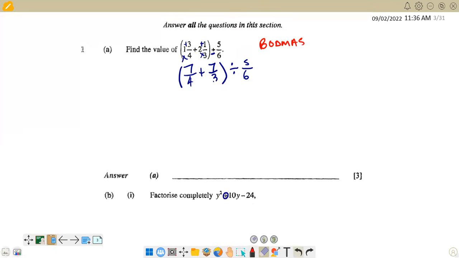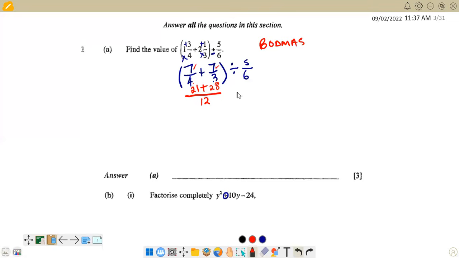LCM of this part that we are given. So we're going to find the LCM of 4 and 3, which is going to give us 12. All right, so 12 divided by 4 is 3. Then whatever we get, we multiply by this 7. So 3 times 7 is 21, plus we do the same, 12 divided by 3, which is 4. 4 times 7 is 28. Okay, so that's what you're going to have.